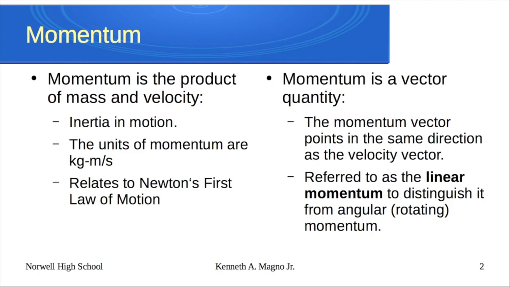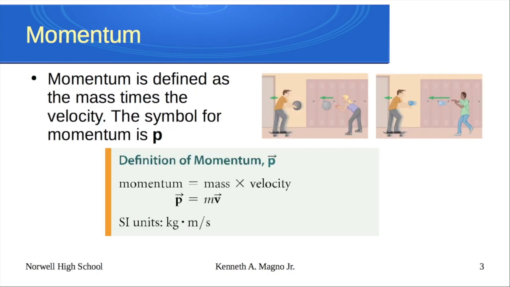So momentum is a vector quantity, and the momentum will point in the same direction as the velocity vector. The reason we refer to this as linear momentum sometimes is there is another concept called angular or rotating momentum. We don't cover that in the honors level courses, but they do get into it in AP, just because you have more time during the AP course. So momentum is defined as mass times velocity, and the symbol we use to represent momentum is a lowercase p. So p equals mv. Again, kilogram meters per second will be our unit.